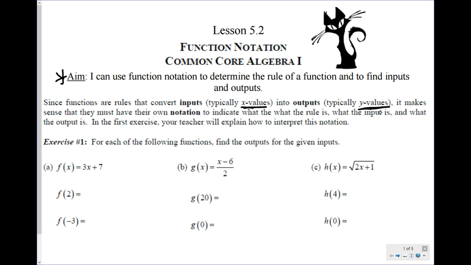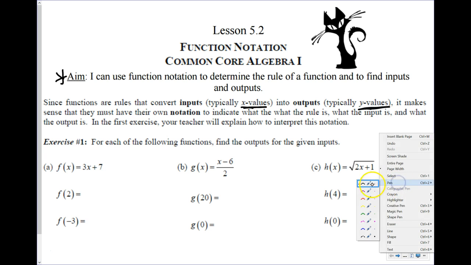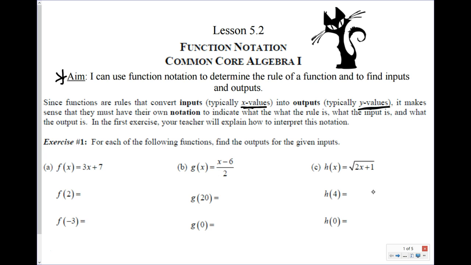In the first exercise, your teacher, that's me, will explain how to interpret this notation. So exercise 1 is going to teach you what this notation is and how it works. Let's take a look at A and look at this notation right here. We pronounce this as f of x. That's how you pronounce it. It's not f times x, it's not f parentheses x, it's f of x, which is another way of saying the function of x. So we're saying that the function of x equals 3x plus 7, which is the rule we talked about in the first lesson.